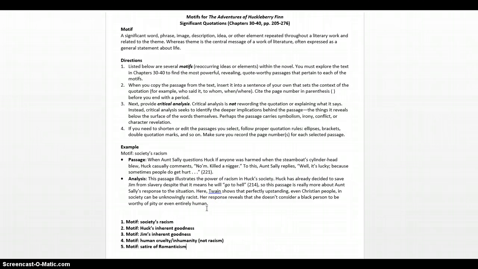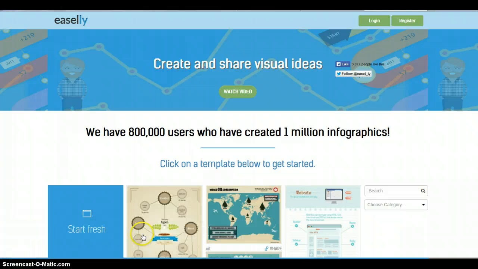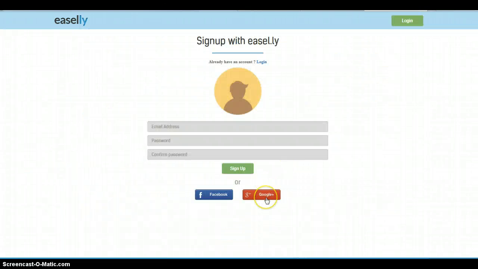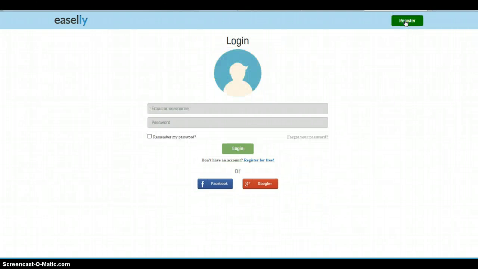So if we're going to go to Easel.ly, you're going to want to go to your internet and pull up this website, E-A-S-E-L-L-Y. And there's actually a dot between the two L's. Once you go to Easel.ly, you can register, and it is a free account. When you register, you're going to want to go through your Google Plus account. If you link it through that, then all you have to do is just sign in using your S number and password. Now, I've already created an account, so I'm going to go ahead and just log in.